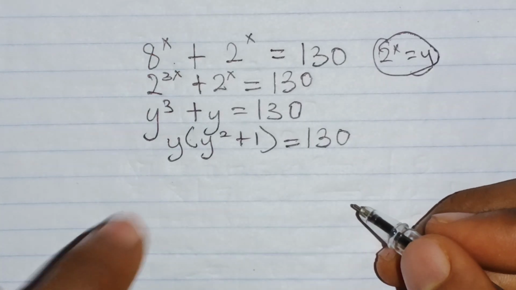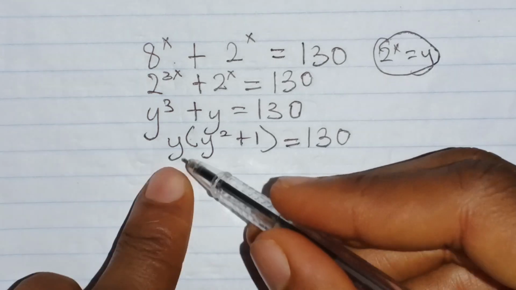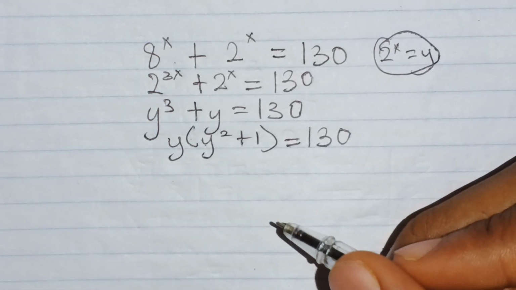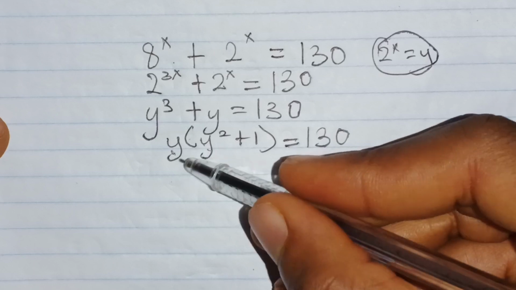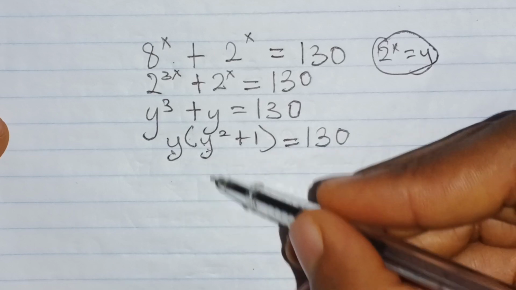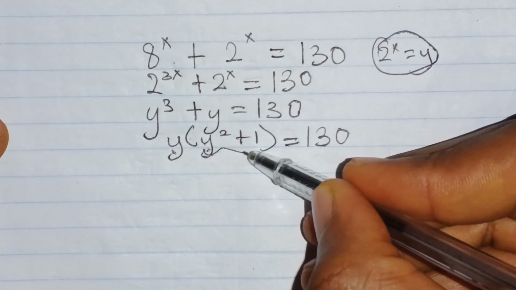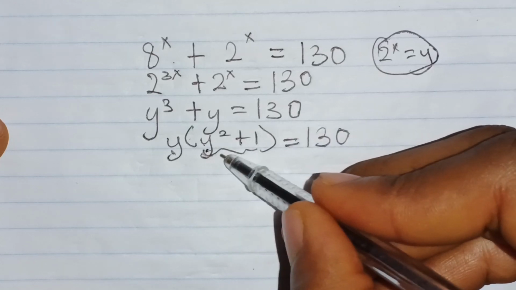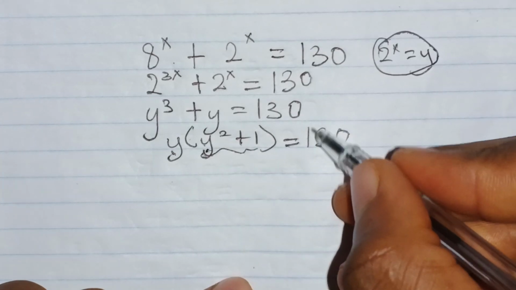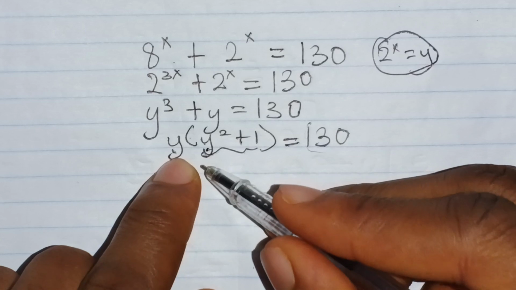Now, getting to this point, you are seeing that two things are multiplying to give me 130. But then notice something as well. This is y and this is y, so it means that y is equal to y. Now if y is inside this bracket and this is a positive number, what do you notice first? Positivity of the number makes that y cannot be negative.